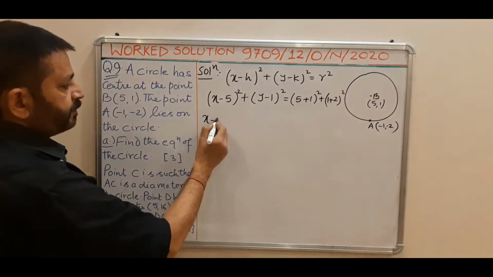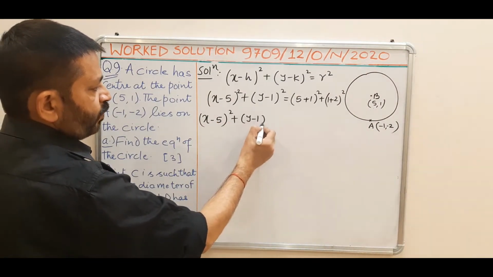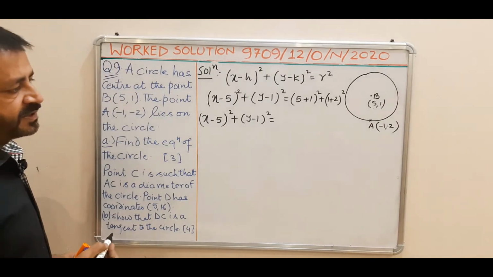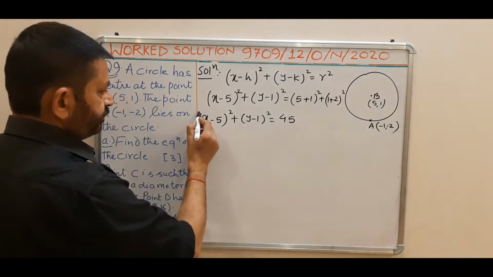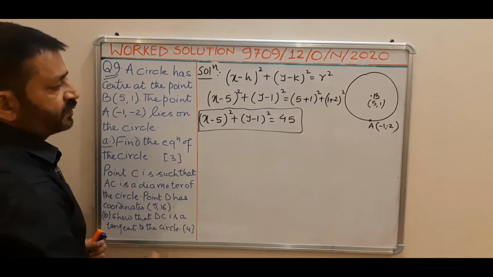So it will become (x minus 5) whole square plus (y minus 1) whole square is equal to 6 squared, 36, 36 plus 9, 45. So we can leave our answer in this form as well. This is the equation of the circle.